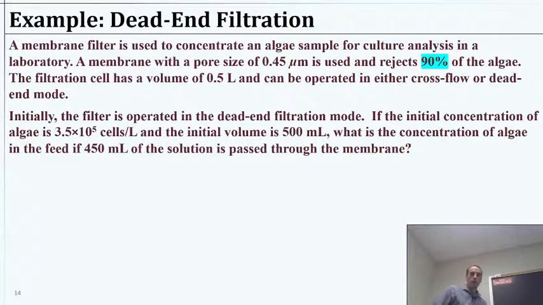Okay, so the filtration cell has a volume of 0.5 liter, can be operated either cross-flow or dead-end mode. Initially, the filter is operated in dead-end filtration mode. So if the initial concentration of algae is 3.5 times 10 to the 5th cells per liter, and the initial volume is 500 milliliters, what is the concentration of algae in the feed if 450 milliliters of solution is passed through the membrane?